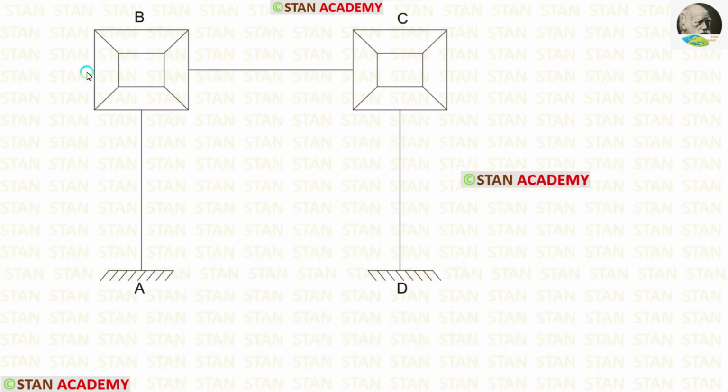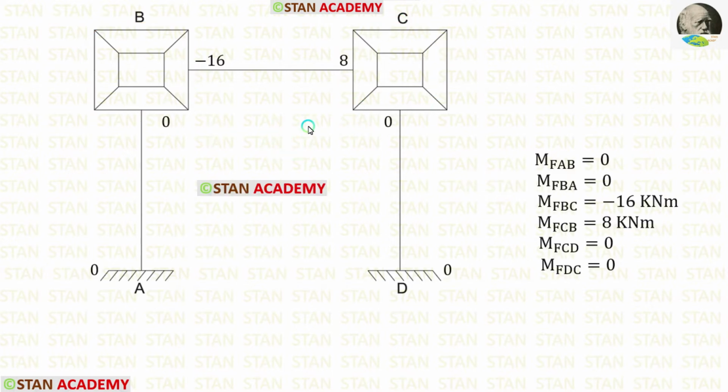In the Kani's method, we have to make boxes like these in the joints. Now let us apply the fixed end moments. The fixed end moments M of AB and M of BA are 0. M of BC is minus 16. M of CB is 8. M of CD and M of DC are 0.